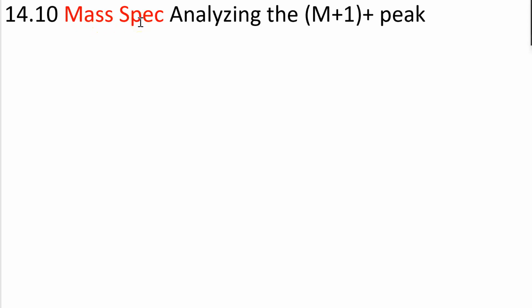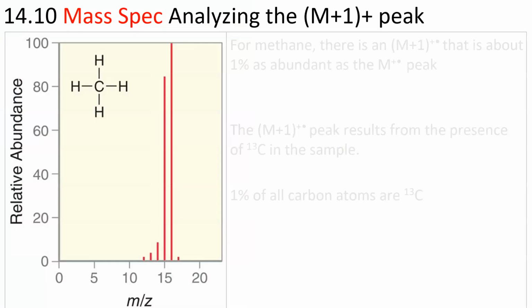Mass spectrometry, analyzing the M+1 peak. So, here's our molecular ion peak at M/Z equals 16. That's for a normal methane with a carbon 12 and 3 normal hydrogens. But we also see this tiny peak at M/Z equals 17. That's our M+1 peak.